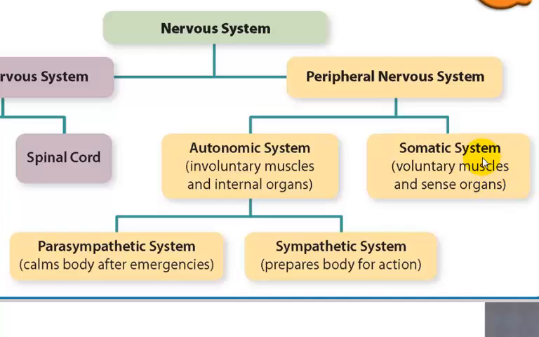The somatic system is the voluntary muscles and sense organs that we use: fingers, eyes, nose, ears, those sorts of things. And then two parts of the autonomic are the parasympathetic.